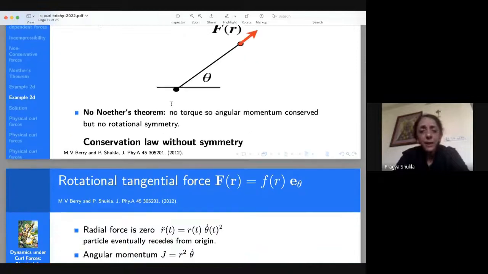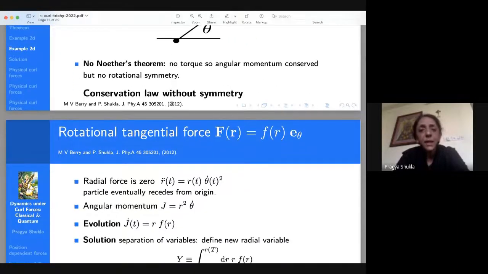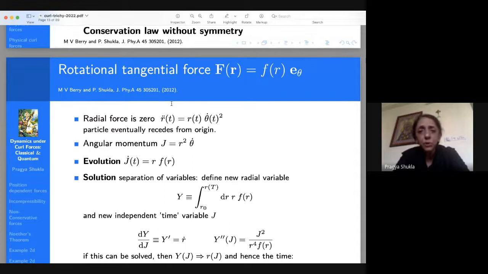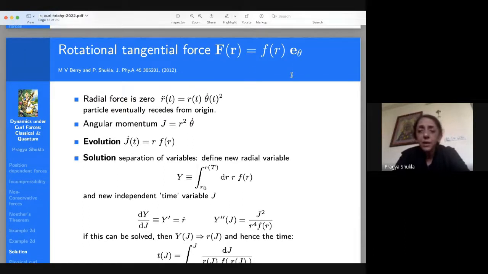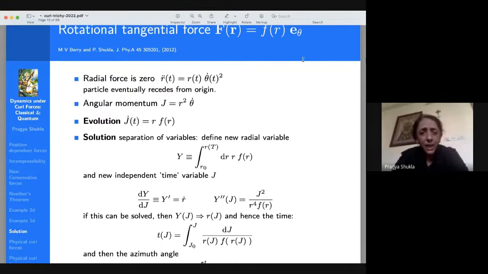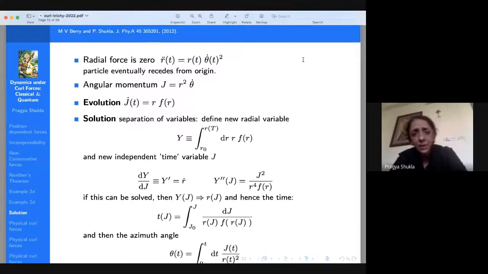Okay. Now let me come directly to the curl forces and take a special case, again a rotational tangential force, F of r, where the magnitude depends only on the position, and this acts in the angular direction. Now this I have specially chosen, and I'm giving more detail. Usually in my talk I do not give so many details, but I'm giving this detail keeping the Trichy school in mind, because I know you have such a strong department of nonlinear differential equations and all that. Therefore I have deliberately chosen this slide.